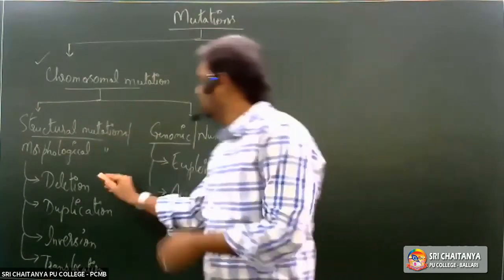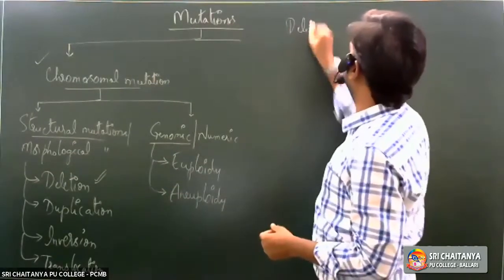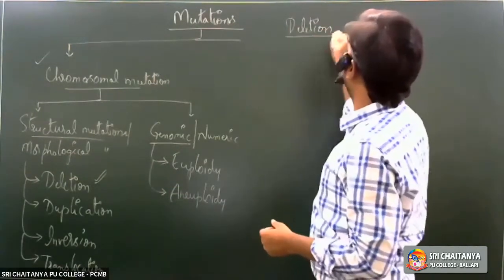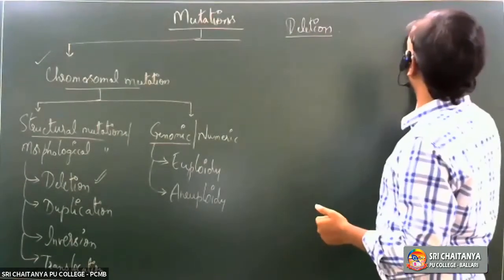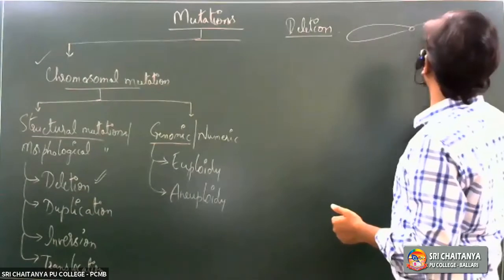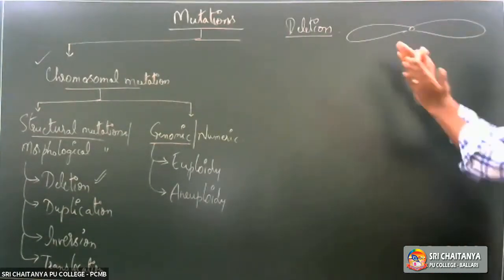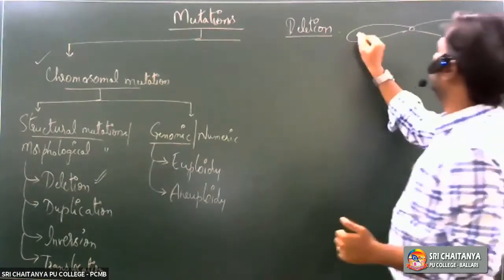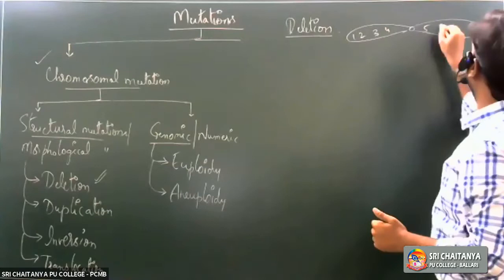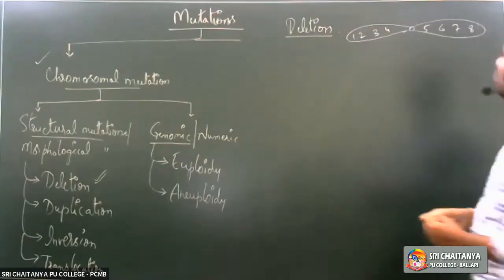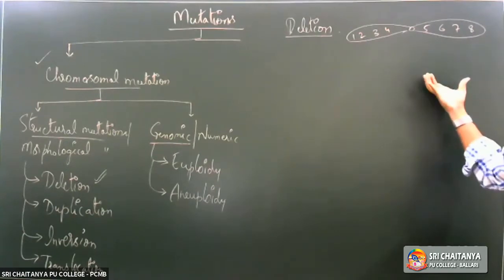Under this, let us first take up deletion. So what exactly is happening in deletion? Let us take this as one chromosome. In that chromosome, say there are a few genes present. Let us consider them as 1, 2, 3, 4, 5, 6, 7, and 8. So these are the 8 genes present in this particular chromosome.